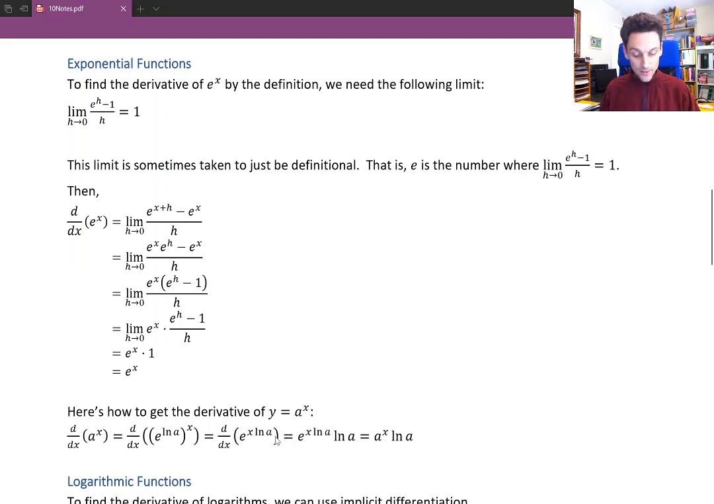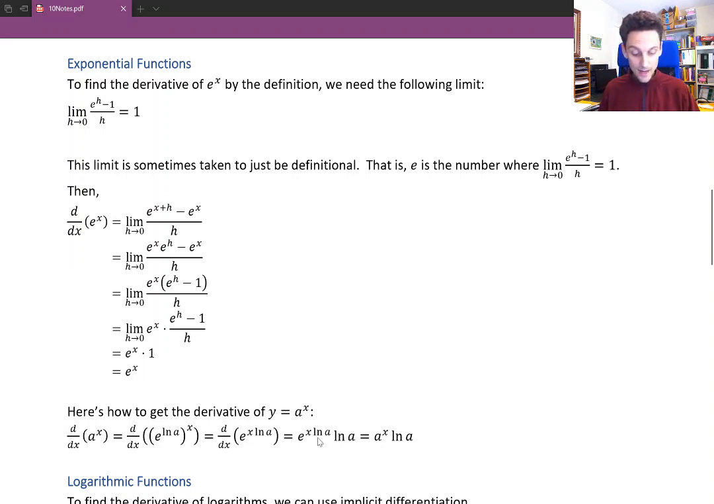Now, if you take the derivative of e to the x ln a, there you can use the chain rule to figure out that derivative. You'll have the derivative of the outer function, which is the exponential base e function that we just proved a moment ago. So it's itself, leaving the inside alone. So you'll have e to the x ln a, that's the derivative of the outer function, leaving the inside alone. And then times the derivative of the inner function. So times the derivative of x ln a, which is just ln a, just that constant coefficient ln a.